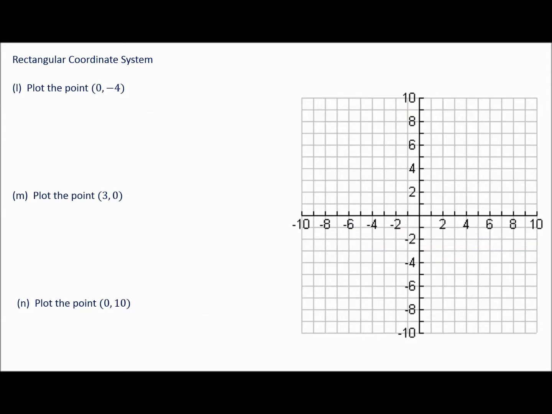Now, how about you take a minute and plot these 3 points. See if you can figure out where they are. They're different because they have zeros in them. But take a minute, pause it, see if you can find all these points, maybe plot them on some paper, and we'll compare answers.